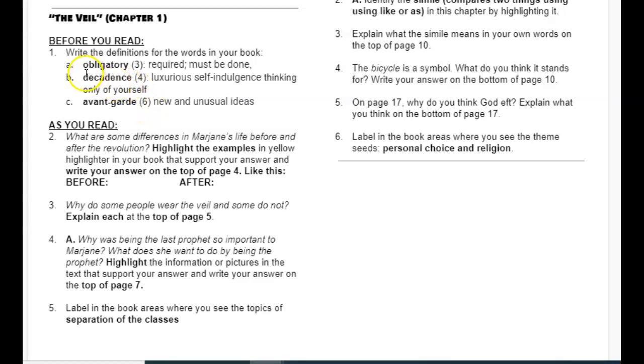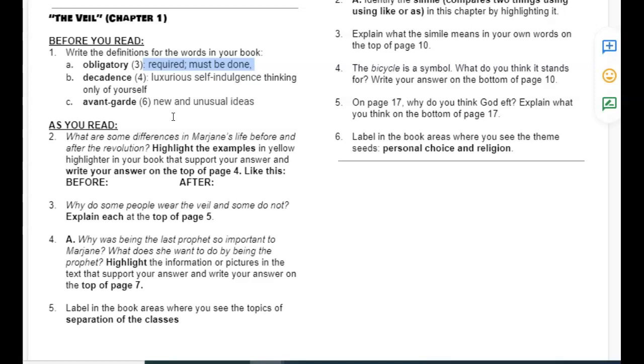These little numbers next to the words tell you what page it's on. So you'll open up your Persepolis book to page 3, and you're going to have to look at the page and find the word obligatory. When you find the word, you're going to write this definition next to the word. You can put it next to the word. You can put it over the box that the word is in. You can draw a box around the word and then write the definition on top of it. However you want to do it, as long as you have the definition near the word on your page. After you get all the definitions written into your book, then it's time to read.